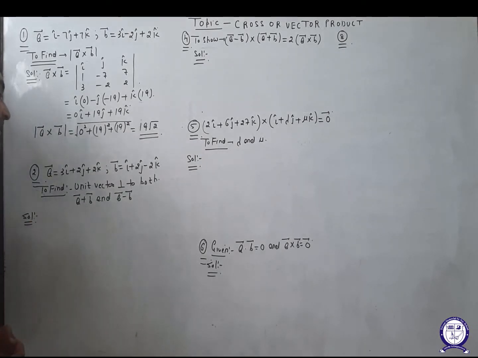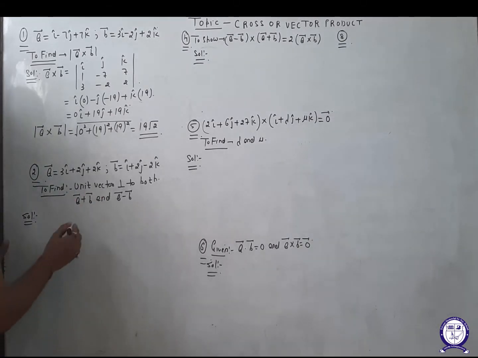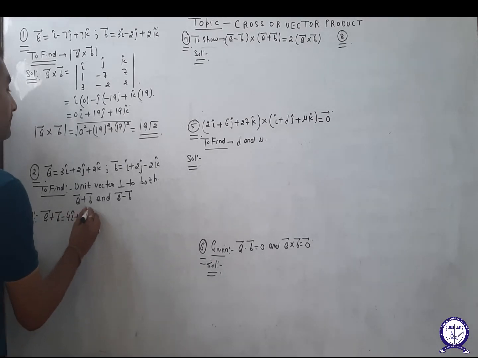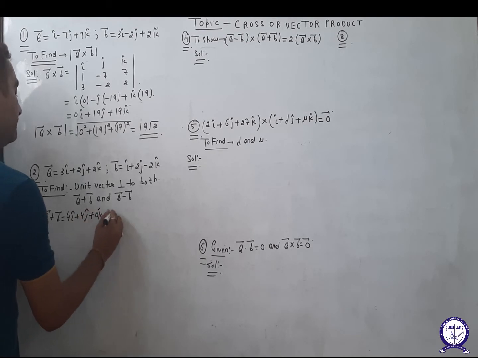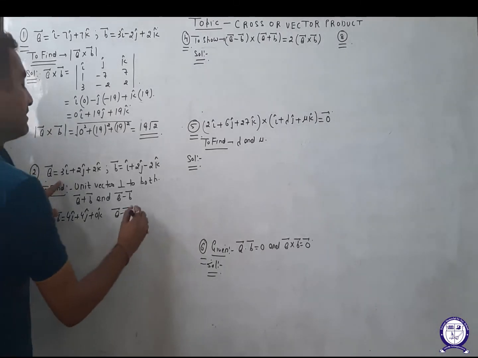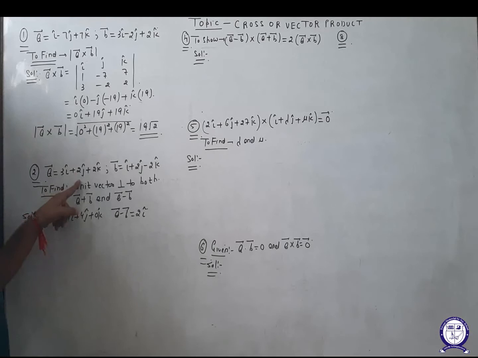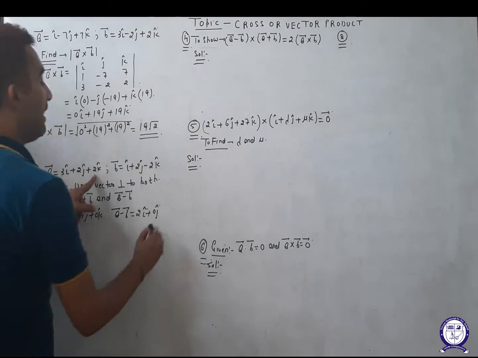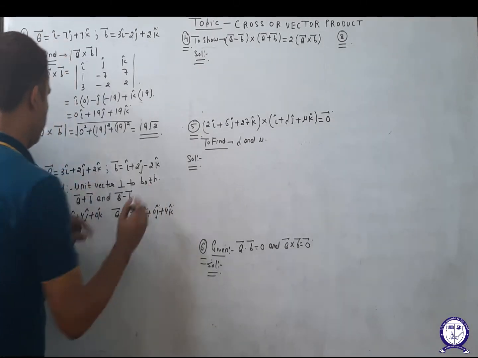Now, here is the next question. We have A vector, we have B vector. The question is asking about a unit vector which is perpendicular to both A vector plus B vector and A vector minus B vector. First of all, find out A vector plus B vector, that is 4i cap, that is 2 plus 2, 4j cap, that is 0k cap. Get A vector minus B vector: 3i cap minus i cap, that is 2i cap, 2j cap minus 2j cap, that is 0j cap, 2k cap plus 2k cap becomes 4k cap.